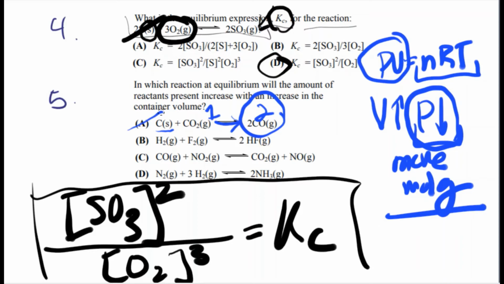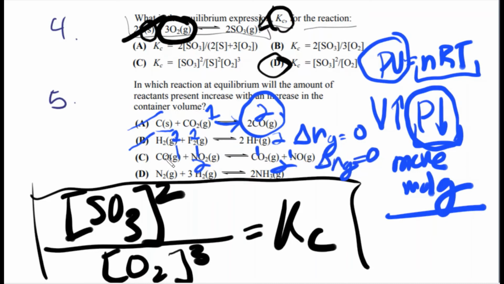Now what about B? Well, for B, we have 1 mole of gas and 1 mole of gas producing 2 moles of gas. So the change in the moles of gas is 0. So increasing or decreasing pressure will not shift the equilibrium for this one. So B is out. Now what about C? Well, it seems like C is the same deal. We have 1, 1, 1, 1, or a total of 2 moles of gas on each side. The change in the moles of gas is 0. So C is out as well. Now the only thing that could be left is D. So D is our answer.